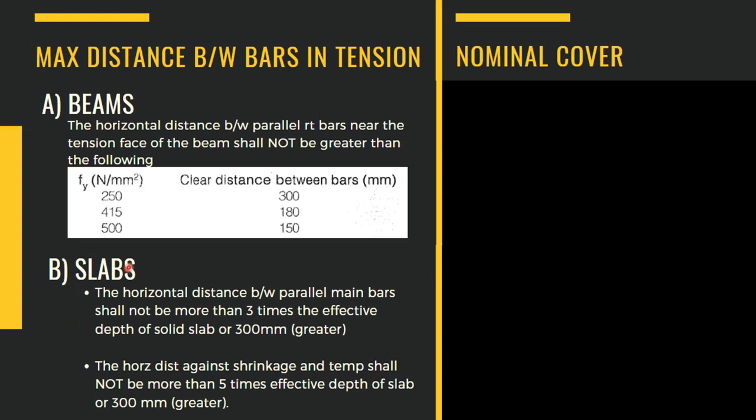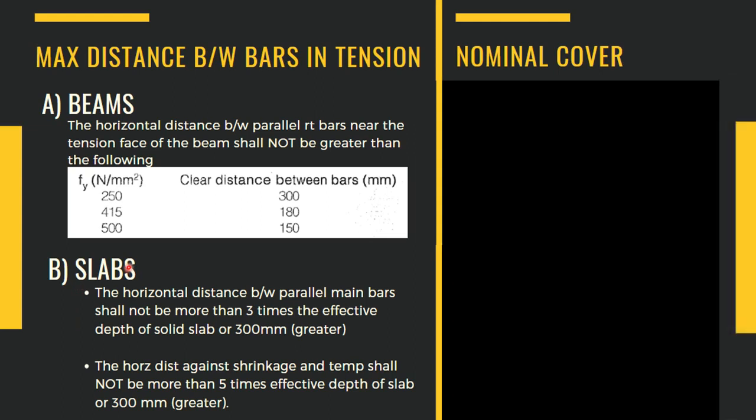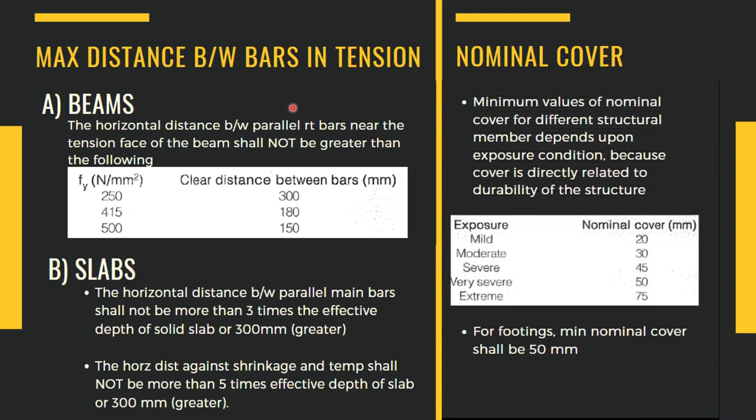And now we shall see about the nominal cover. Minimum values of nominal cover for different structural members depend upon exposure condition, because cover is directly related to the durability of structure. This point is already discussed in the exposure conditions topic. So for a mild exposure, nominal cover is 20 mm, moderate it is 30, severe it is 45, very severe it is 50, for extreme it is 75 mm. For footings, invariably the minimum nominal cover shall be 50 mm.